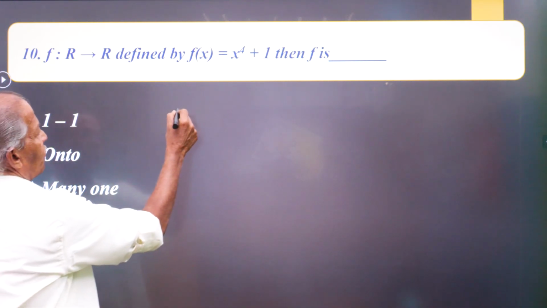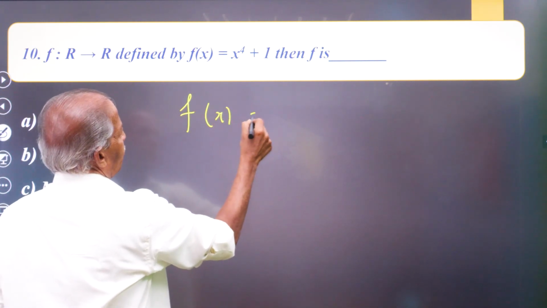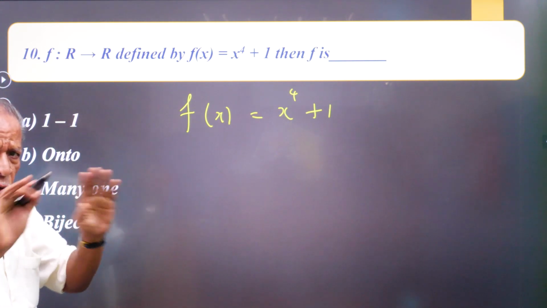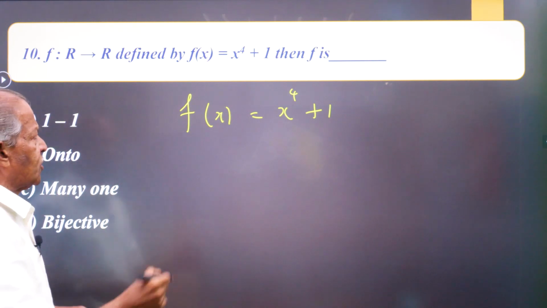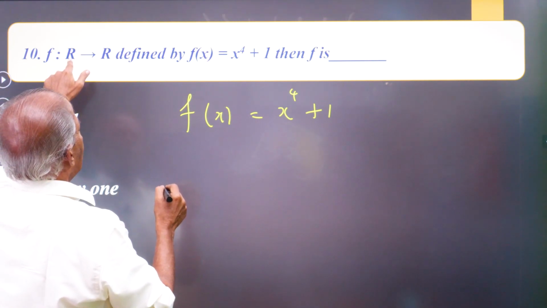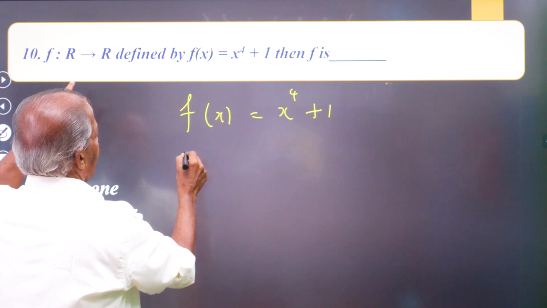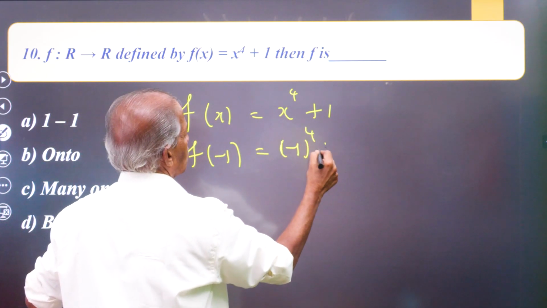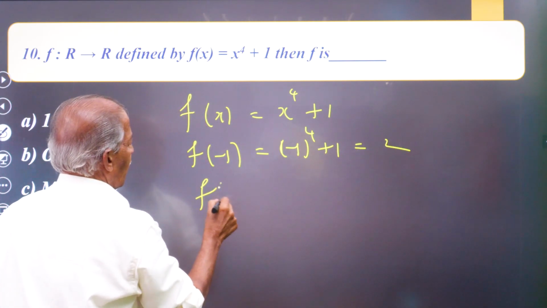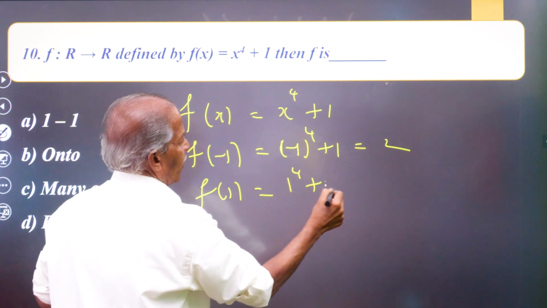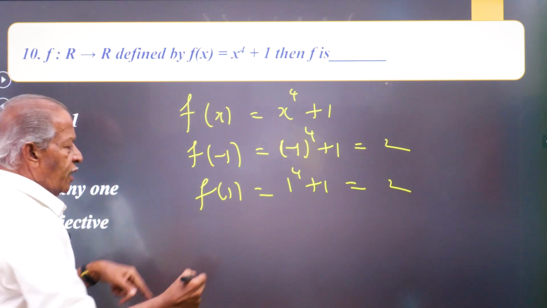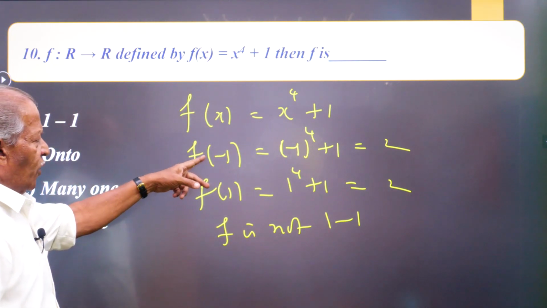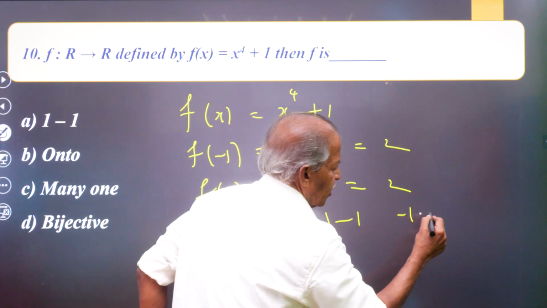It is defined by f of x equals x power 4 plus 1. The power is 4, it is an even power. Therefore, automatically we can conclude that. And also check the domain. The domain is from R to R. Negative numbers are available. F of minus 1 equals minus 1 power 4 plus 1, which is equal to 2. F of 1 equals 1 power 4 plus 1 equals 2. Therefore, f is not 1-1. These are different elements. Minus 1 is not equal to 1.